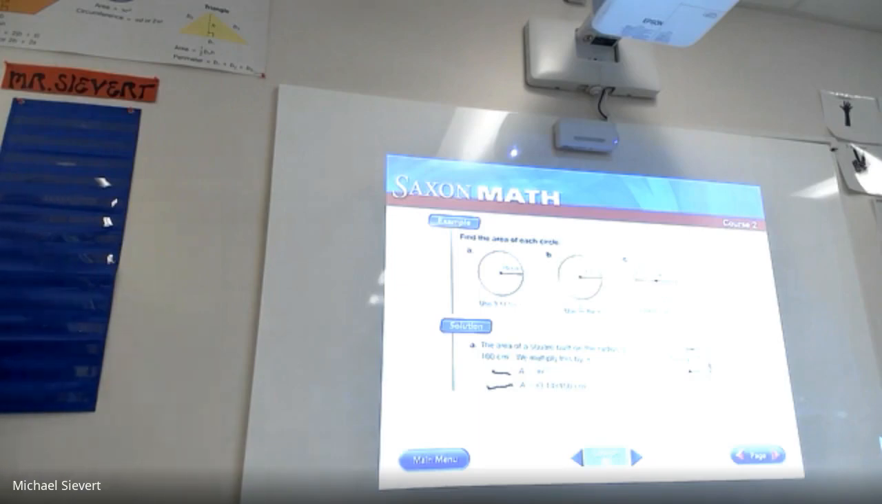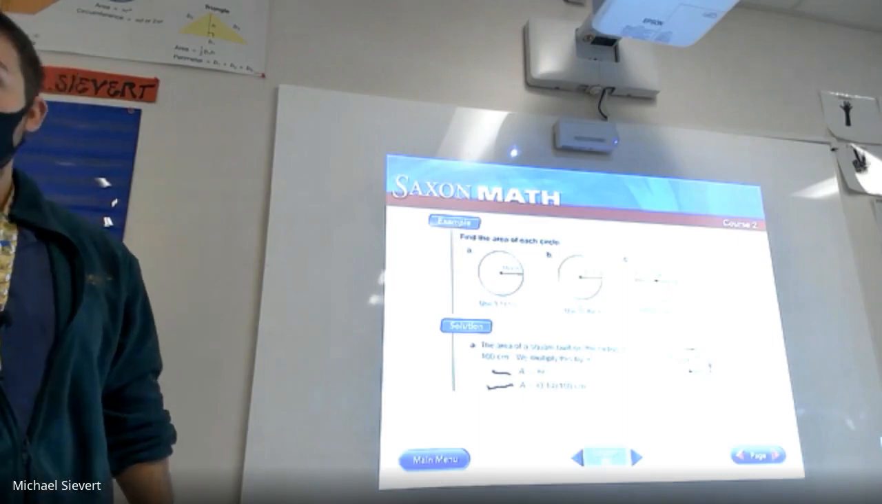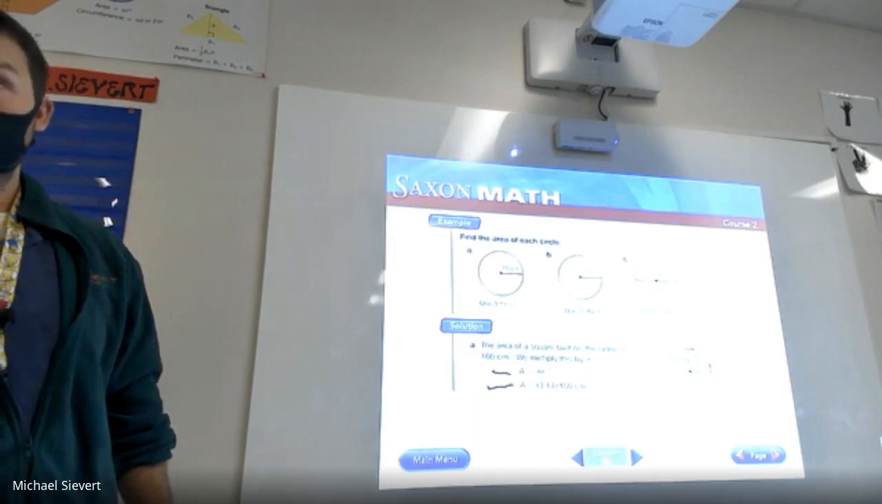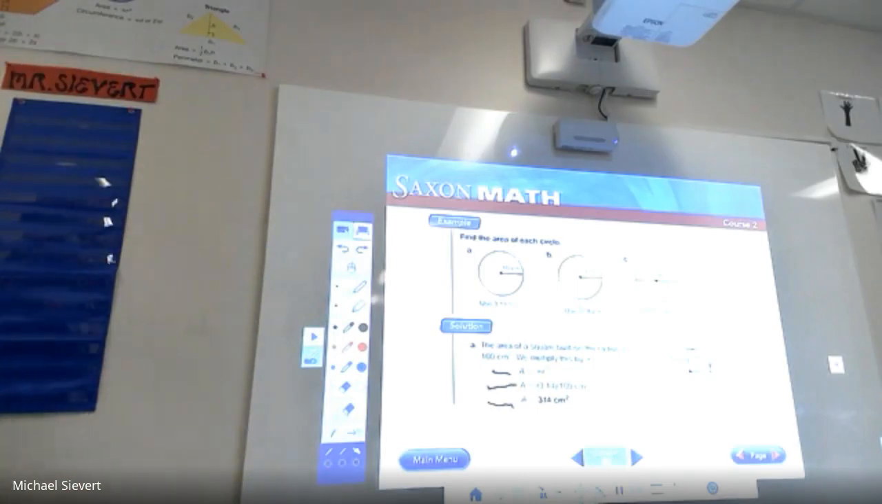What is 3.14 times 100? I don't know if you remember this from last year, but if you multiply by 100, which way does the decimal go? Left or right? Josiah's got it. He was pointing in the right direction. Ethan? To the right. It moves to the right, so what would your answer be? 314. There you go. So your final answer would be 314 centimeters squared.